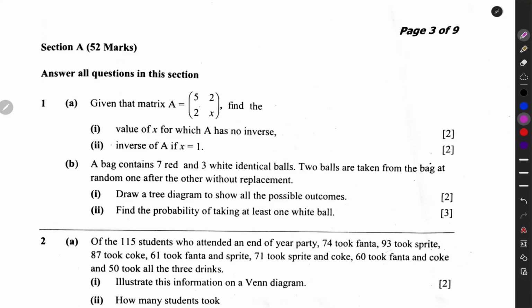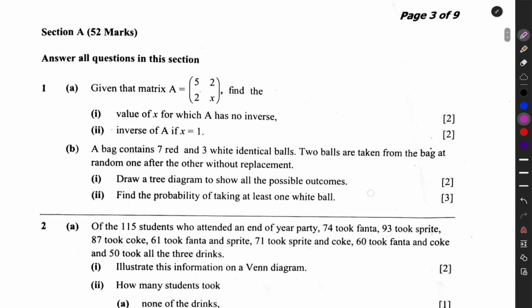In this video, let us look at the question that came in 2020 Mathematics Paper 2, that is school certificate. Now, as you can see, there's question 1 here.